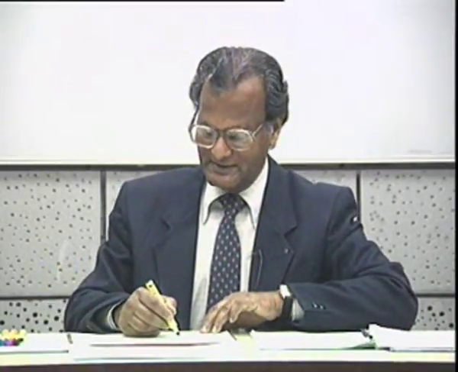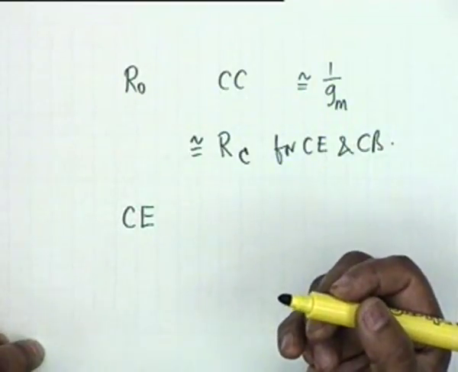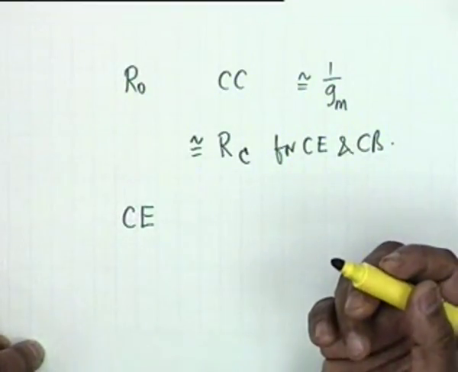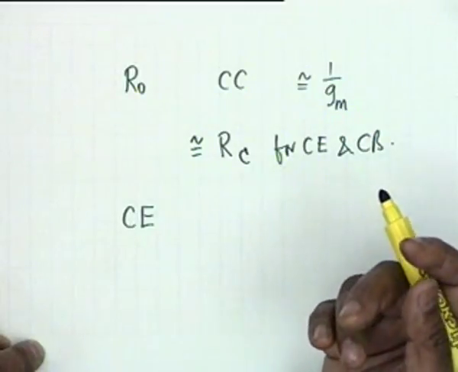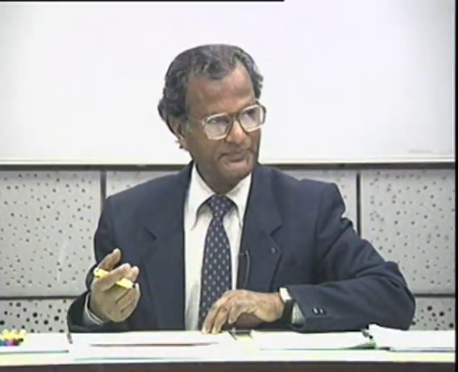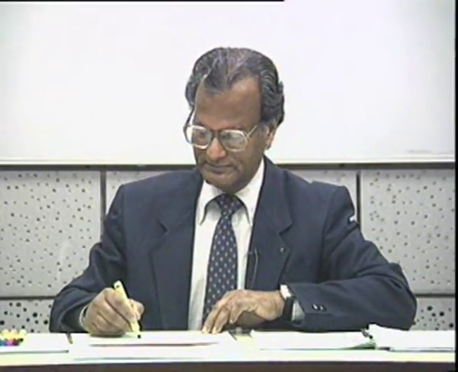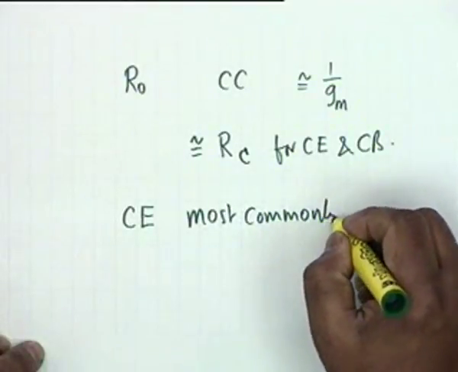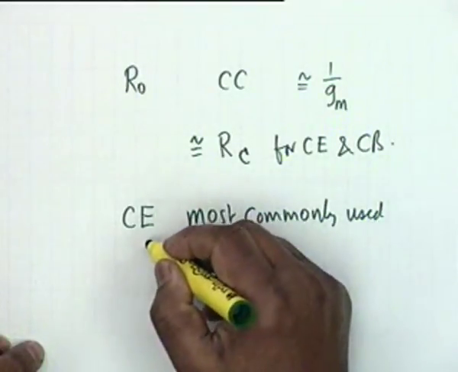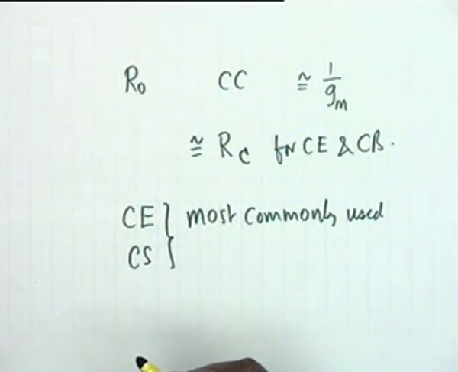Of the three configurations, the most generally used configuration is the common emitter. Common emitter is a general purpose configuration because it has moderate voltage gain, moderate current gain, its input impedance is neither very large nor very low, output impedance is of the order of RC, so it is at your choice. This is the most commonly used. In FET it would be the common source, okay, most commonly used.